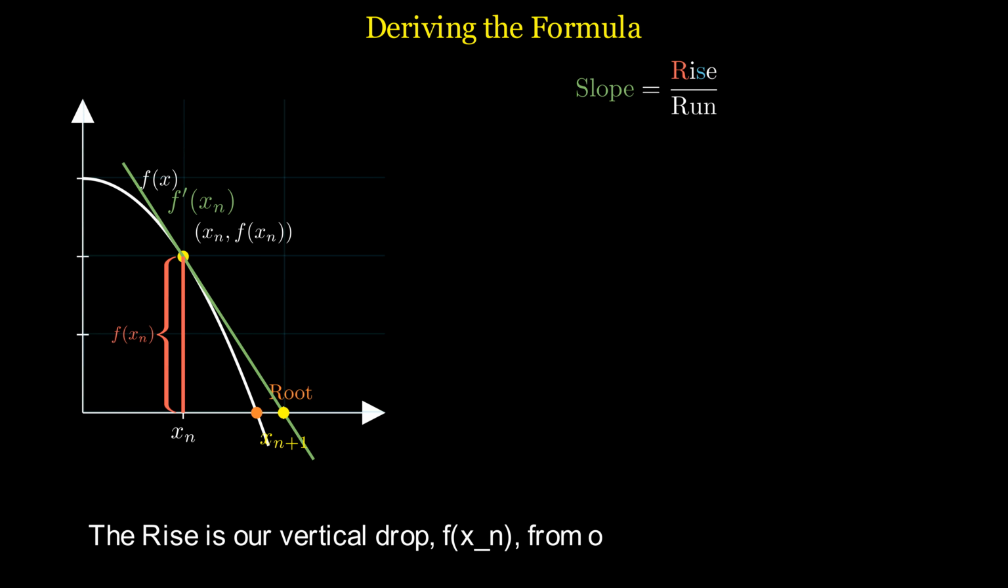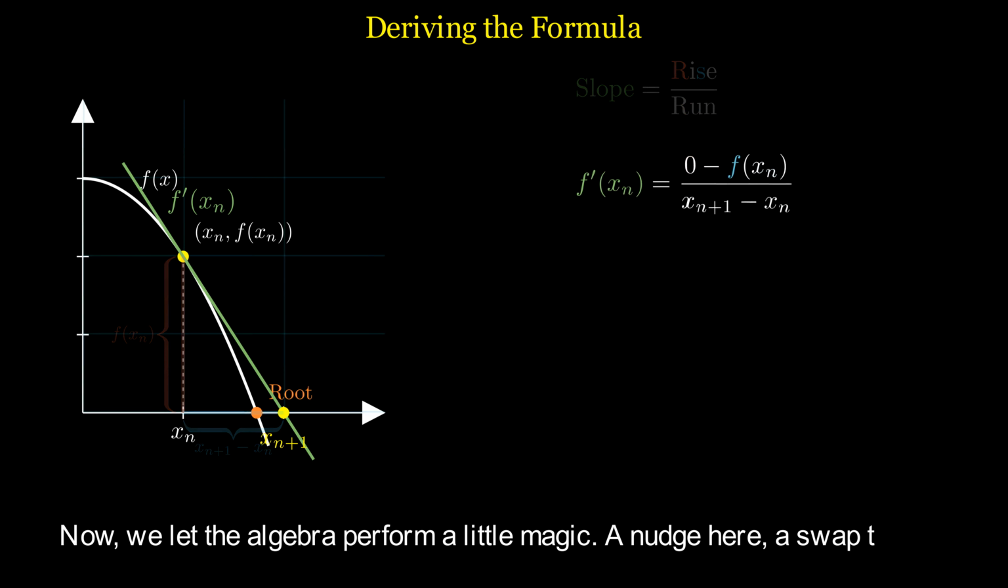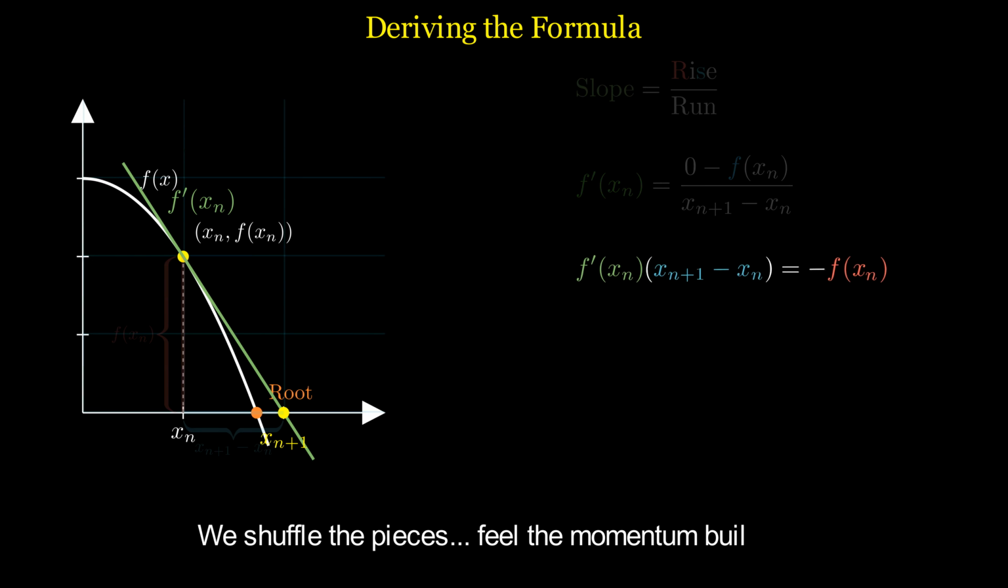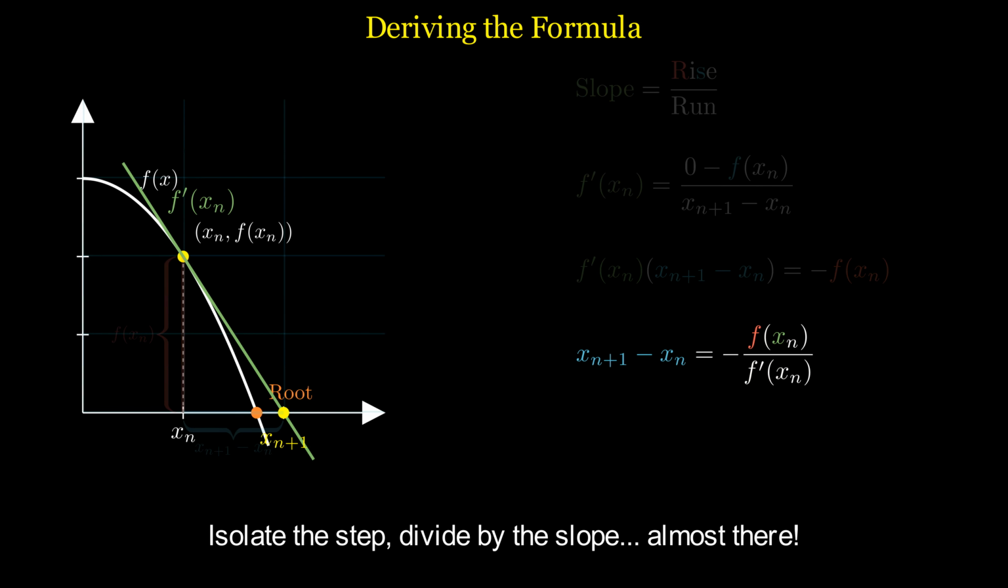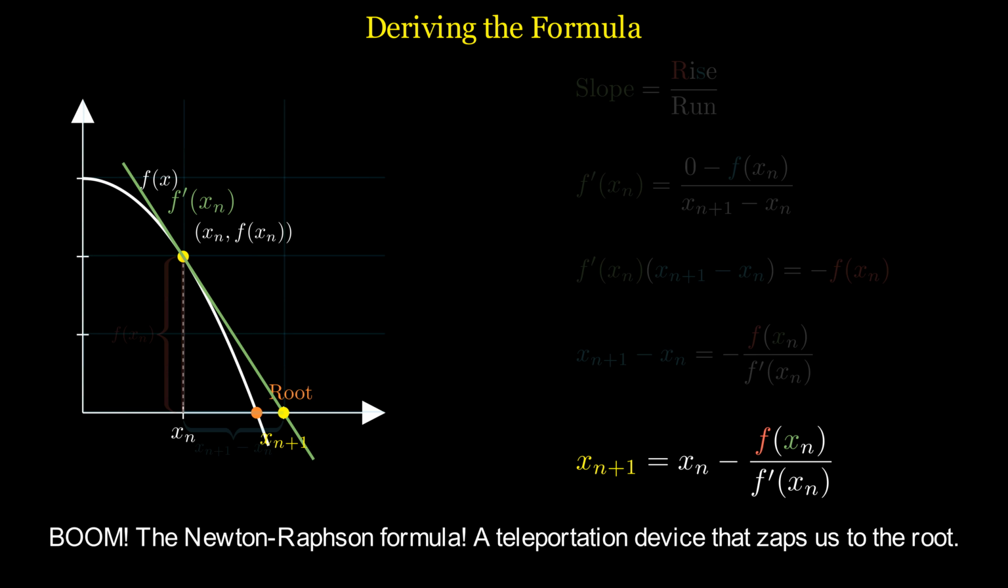The rise is our vertical drop, f of xn, from our point down to the x-axis. And the run, that is the distance between our guesses, the horizontal leap of faith. Now, we let the algebra perform a little magic. A nudge here, a swap there. We shuffle the pieces. Feel the momentum building? Isolate the step, divide by the slope. Almost there. Boom! The Newton-Raphson formula, a teleportation device that zaps us to the root.